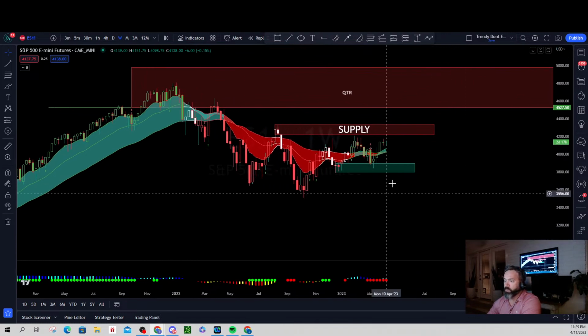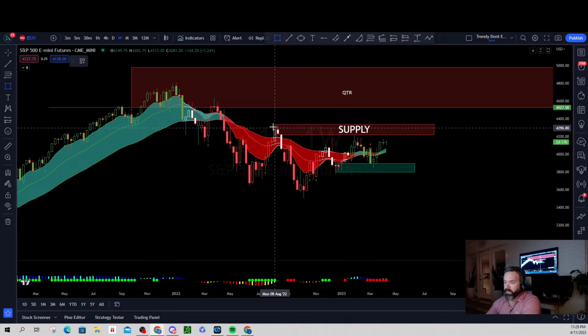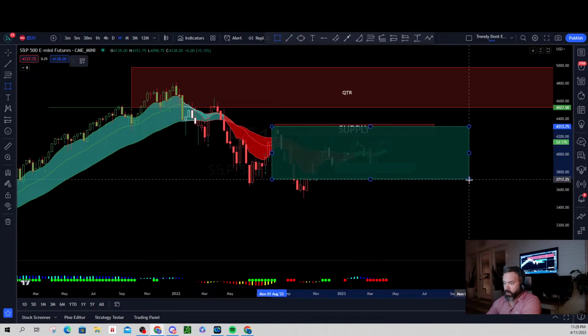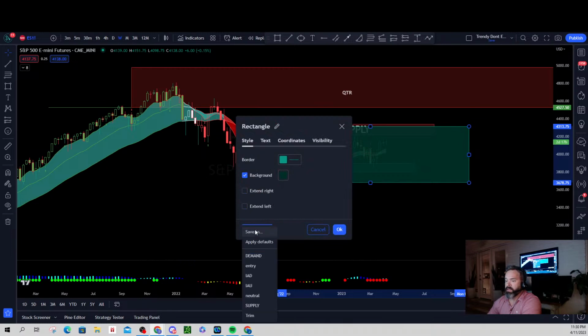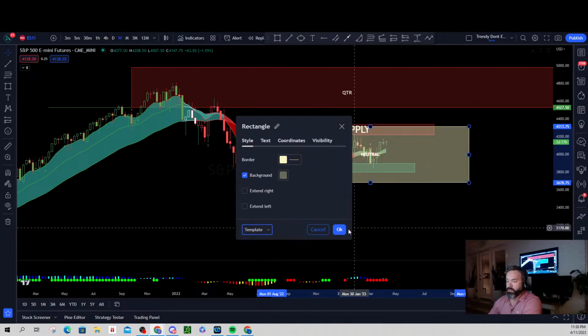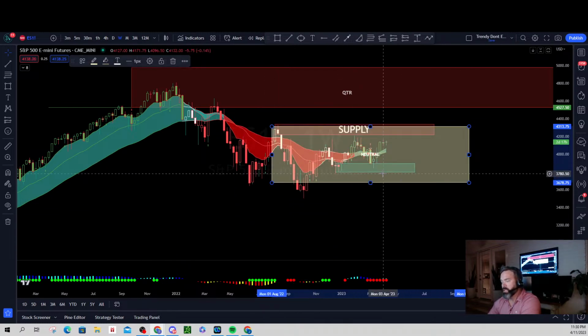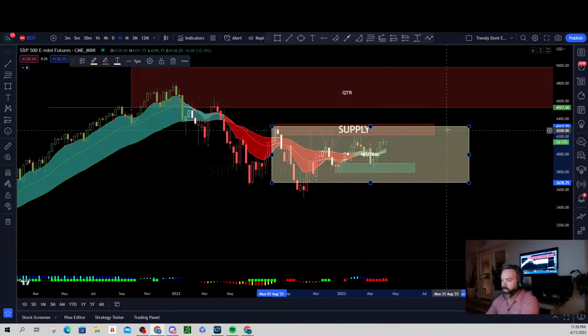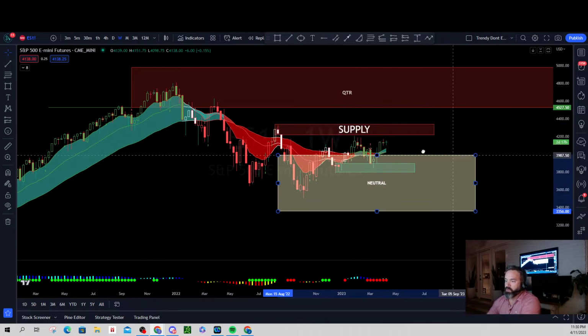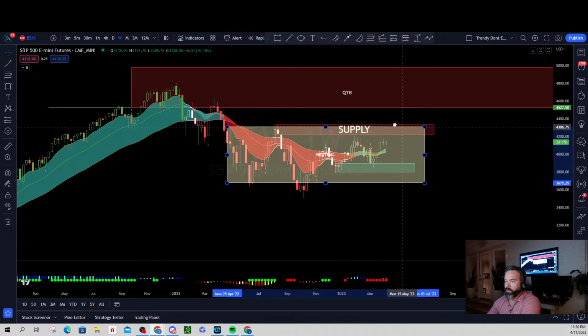If we were to draw a box around this, you could pretty much say that from about right here all the way to about right there, this area in here would be neutral. And by the way, guys, if you don't use TradingView, one thing that I love about it is that you can set templates and I don't have to write in these things. It's already there. So this is a neutral box and you can play around with it.